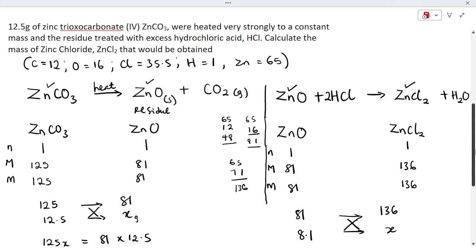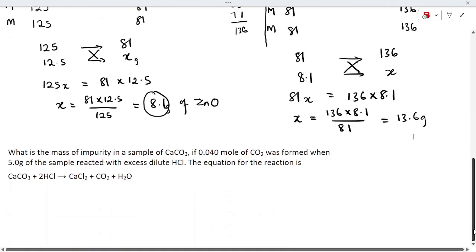Again, there's a possibility that if somebody makes the error and just uses the value of zinc carbonate to calculate the value of zinc chloride, the person may get the same answer. But the fact that the person got the same answer doesn't mean what the person did was right. So this is the actual process. Read your question, interpret carefully, and know exactly how you go about it.